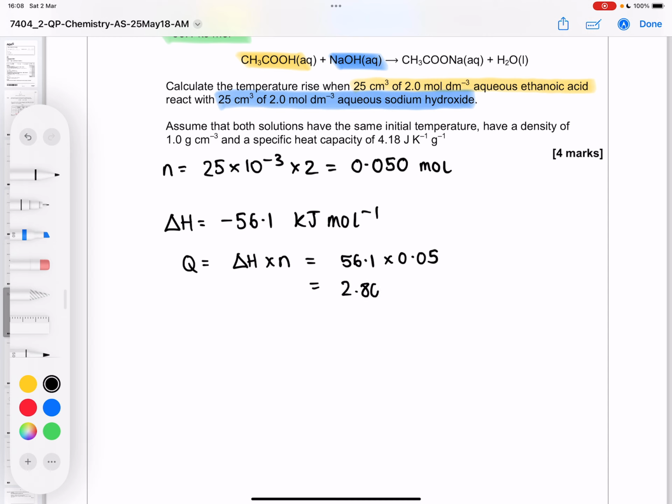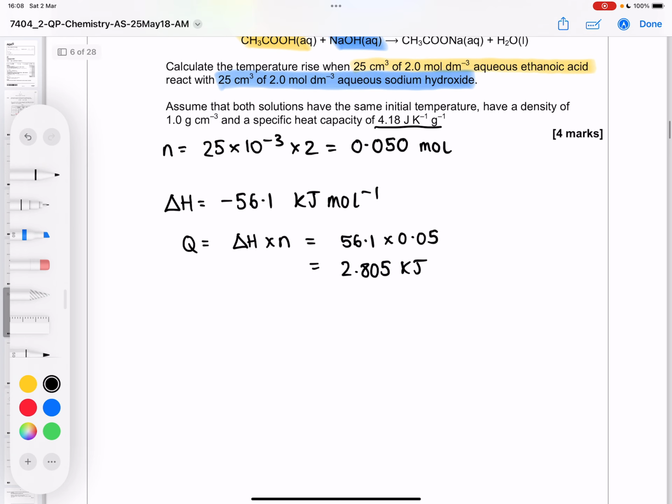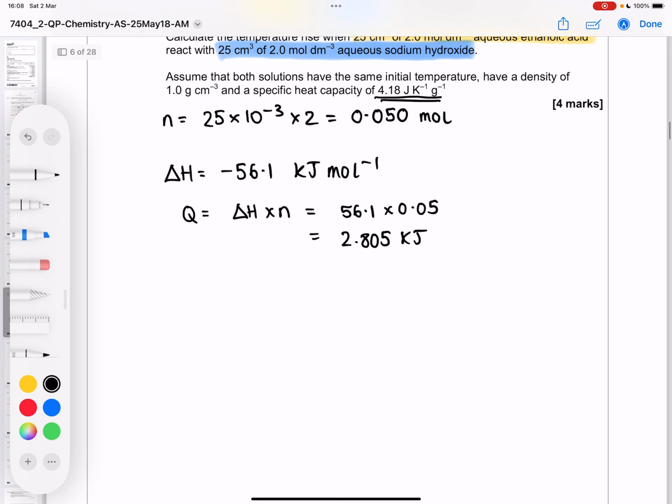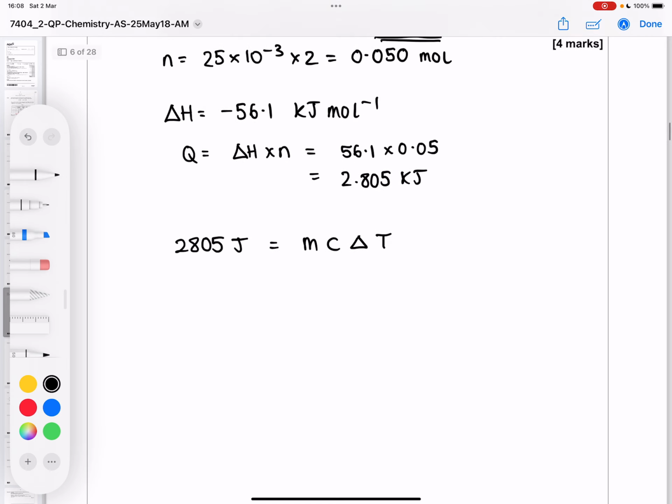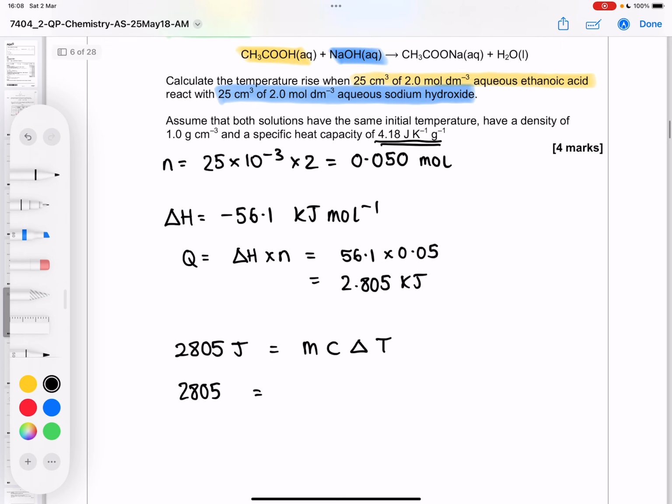This is 2.805 kilojoules. But when we want to use the specific heat capacity, we do need that to be in joules. So it's 2,805 joules equals the mass of the solution times the specific heat capacity times the delta T. So 2,805 joules equals the mass of the solution.